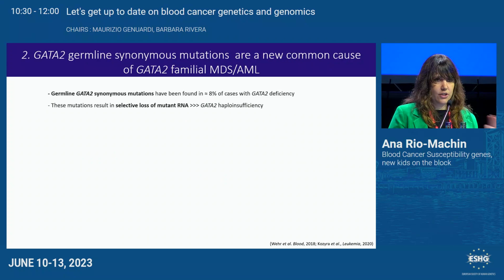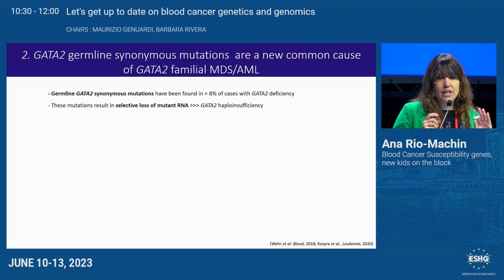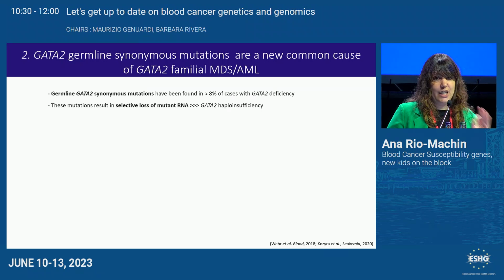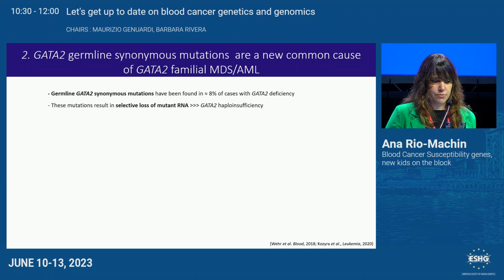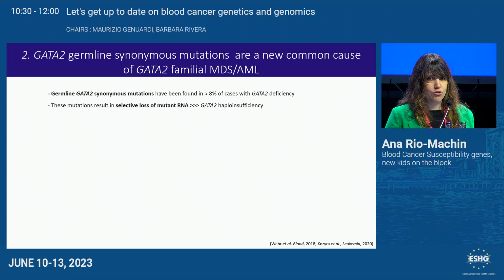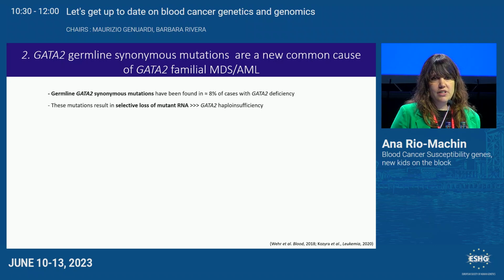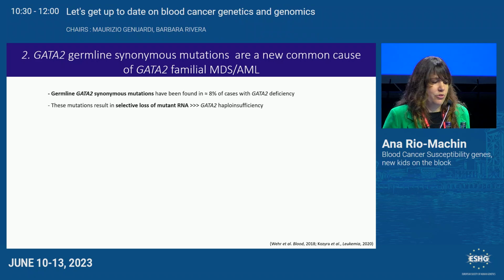So the second story regarding GATA2 is the presence of germline synonymous mutations in 8% of the cases with GATA2 deficiency syndrome. That's very interesting, and I wanted to highlight it because we are always discarding synonymous variants because they don't change the actual sequence of the protein. So we always consider that they don't have any impact on the gene or on the protein.